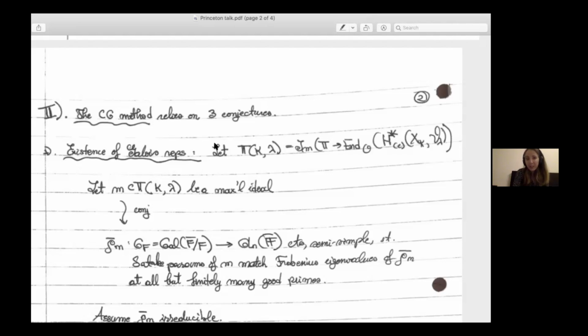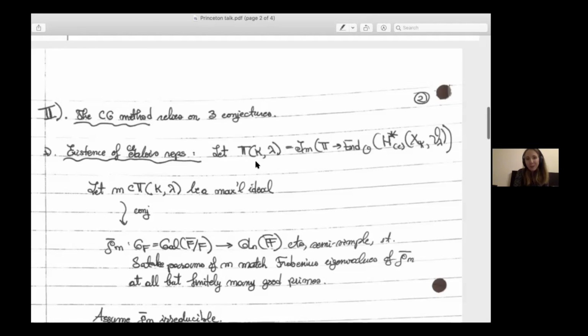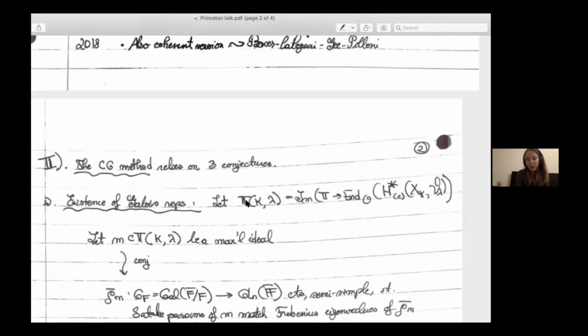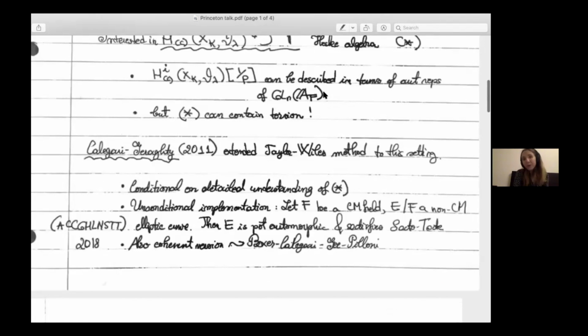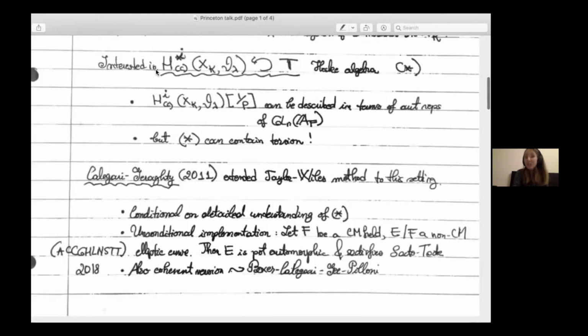One subtlety that Caligari and Garrity noticed was that, to make things work in this higher dimensional setting, your notion of an automorphic form needs to be enlarged. So it's not enough to just consider these characteristic 0 automorphic representations of GLN of AF, but you really have to consider the integral cohomology.